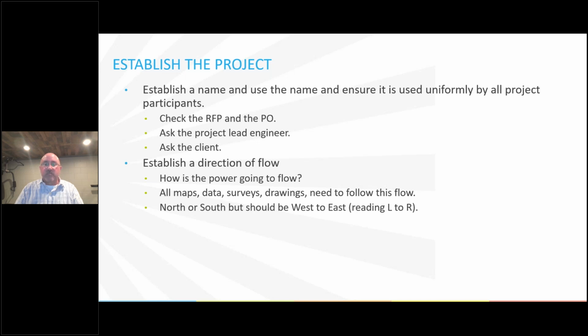You need to establish a direction of flow. The team and public, if necessary, need to have a mental image of how the power is going to flow. All maps, data, surveys, drawings need to follow this flow. So generally, it can be north to south or south to north, but should be west to east because that's how we read from left to right.